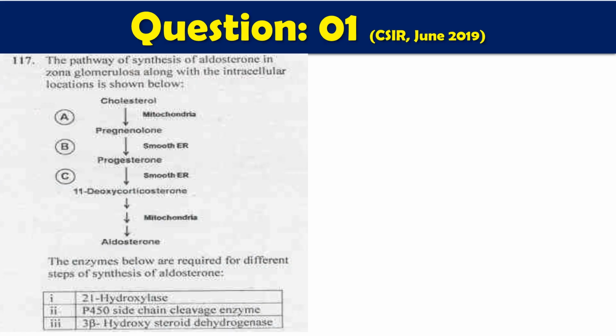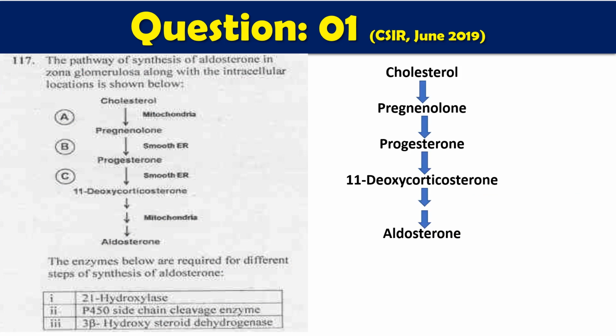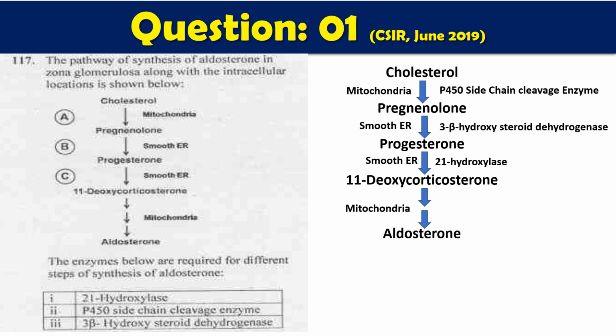So this was our question. If you see here, our question is cholesterol to pregnenolone, pregnenolone to progesterone, progesterone to 11 deoxycorticosterone and aldosterone. Here the first step, cholesterol to pregnenolone, happens in the mitochondria, then smooth endoplasmic reticulum, smooth endoplasmic reticulum, and mitochondria. The enzymes required here: cholesterol to pregnenolone is P450 side chain cleavage enzyme. Pregnenolone to progesterone is 3 beta hydroxysteroid dehydrogenase, and progesterone to 11 deoxycorticosterone is by 21 hydroxylase.